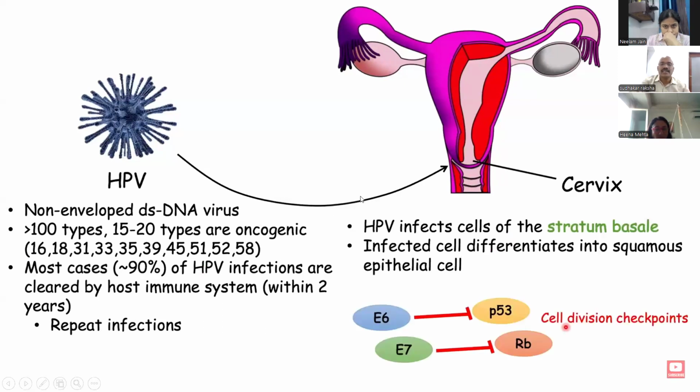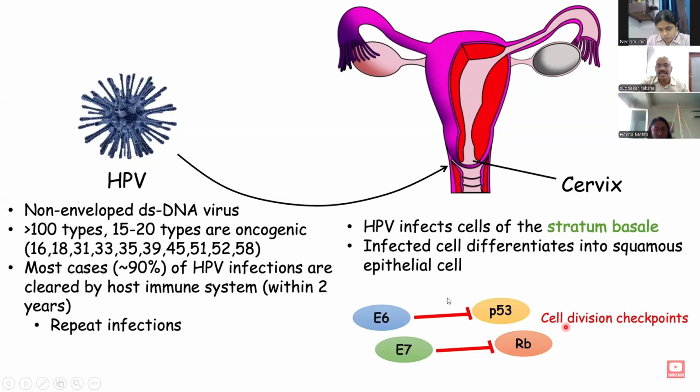So what happens? This HPV will enter the cervical epithelial cells and produce 2 proteins, E6 and E7. These are the oncoproteins, the cancer-causing proteins. These proteins will inhibit 2 tumor suppressor genes, P53 and RB. These both are tumor suppressor genes.